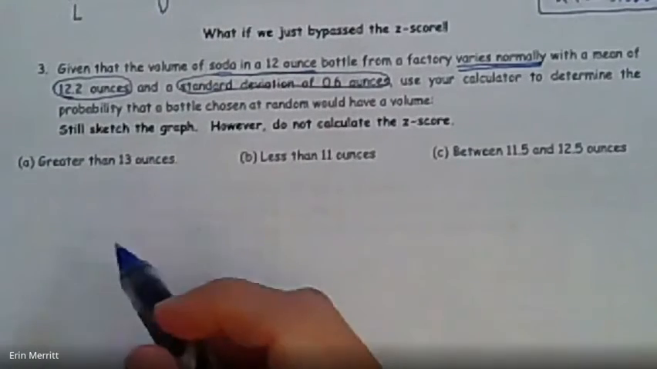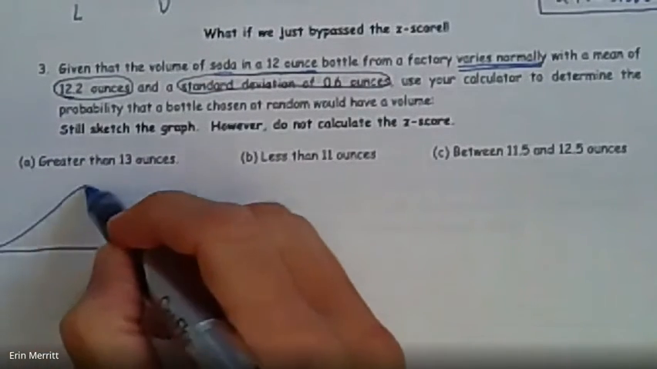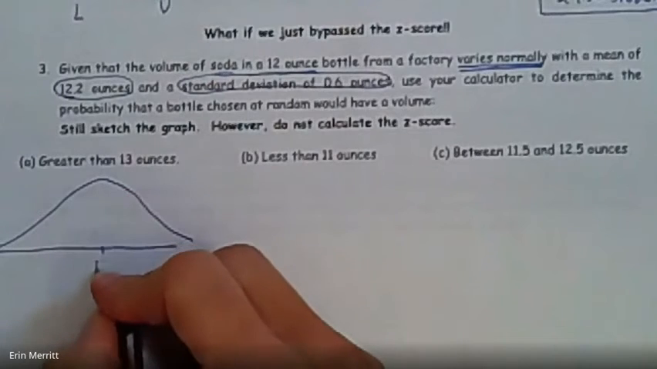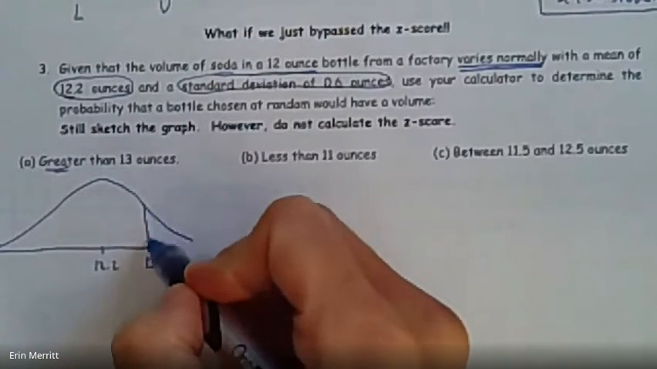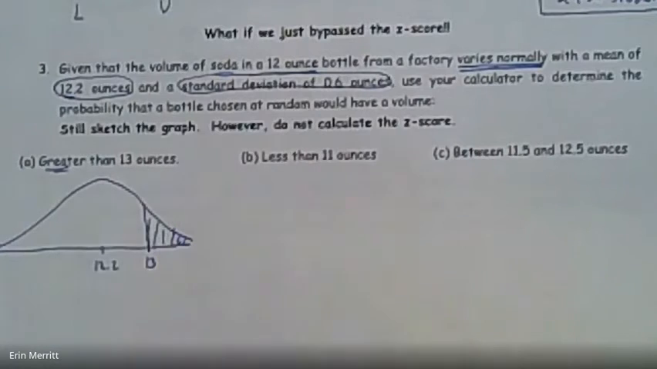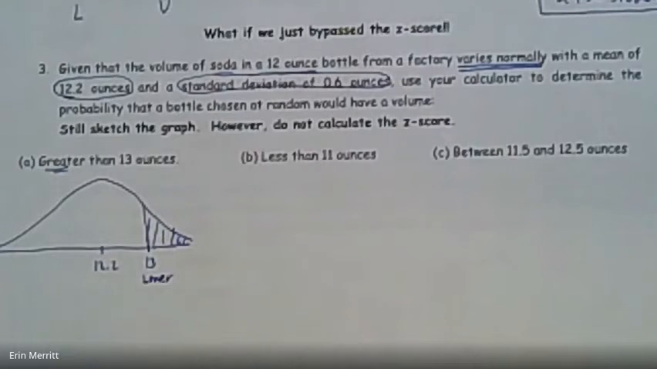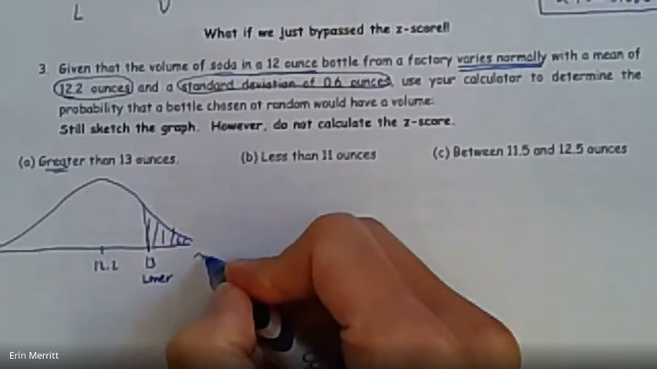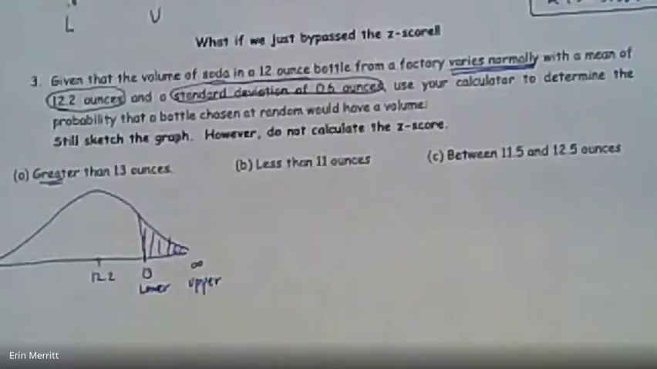All right, so like the first case is saying you get a little extra, greater than 13 ounces. I still want you to draw the picture. All right, so the mean is 12.2, which means 13 is up here. Greater than 13 means we're shading in that piece above it. Here's the cool part. The lower value is now just the 13. The upper value we're going to treat as infinity. And then we can plug it in from there.